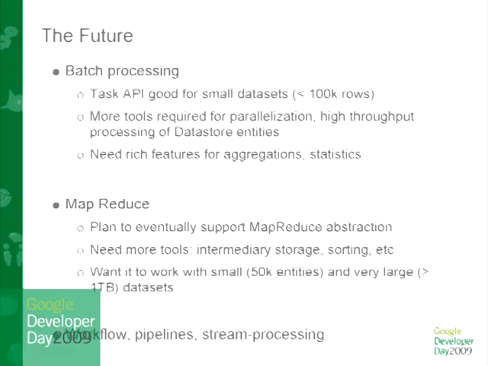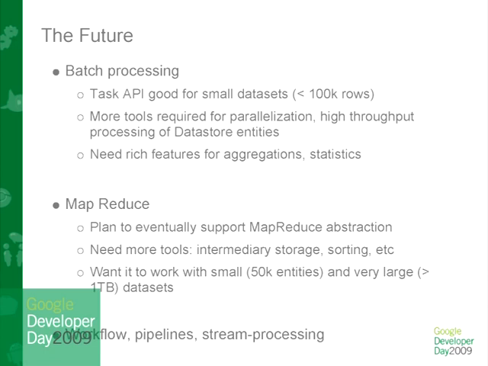So let's talk about the future just a little bit, and then we'll wrap up for some questions. So if you're doing batch processing, the task queue API is great for small data sets. It's good for 100,000 rows or less, but we really need better tools for massive parallelization and high throughput of data store entities. We need richer features for aggregations and statistics. We need better monitoring consoles. We need better debugging tools. So this is just the beginning of what we're doing on the App Engine team for offline processing. We've got a lot more on the way.